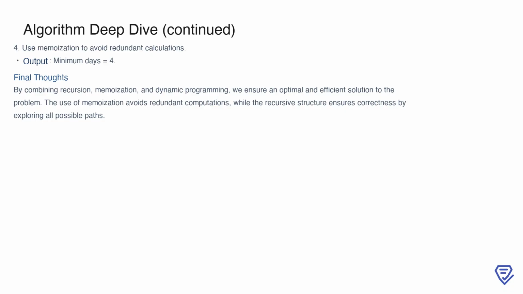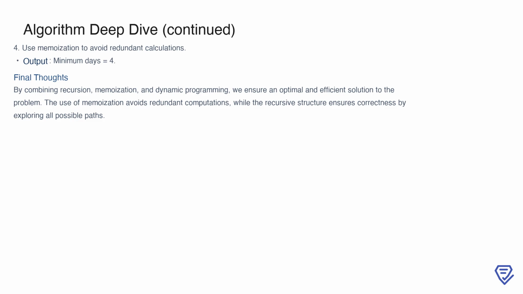For instance, once we calculate f(5), we store the result in the memo table, so it can be reused immediately if needed later. This optimization is key to the efficiency of the algorithm. In the example of n equals 10, following this approach results in a minimum of 4 days to reduce all the oranges to 0. This is the optimal solution based on the rules provided.